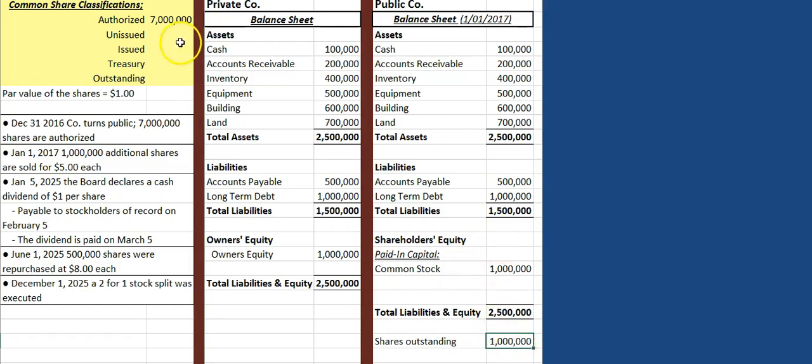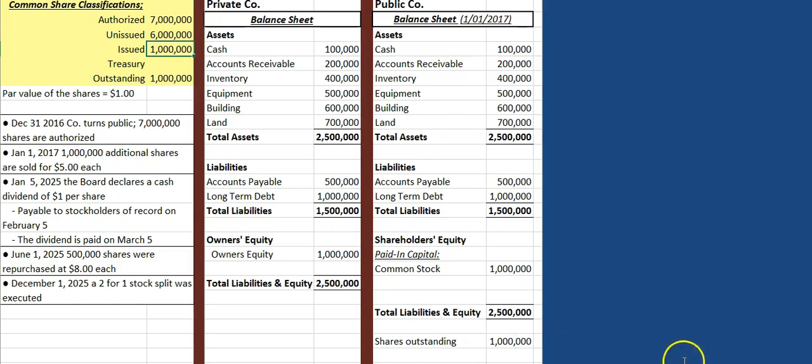So 1 million shares are outstanding. So we have 1 million shares issued. We have 1 million shares outstanding. And therefore we have 6 million shares that are unissued. Be familiarized with these terminologies and these classifications of common shares. So at this point, the company has 1 million shares issued.